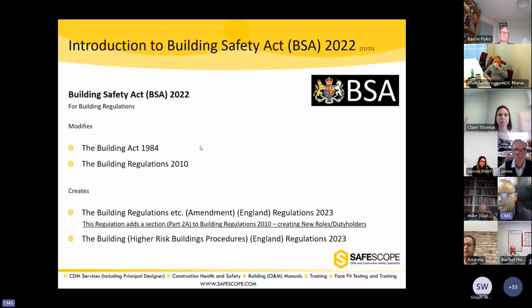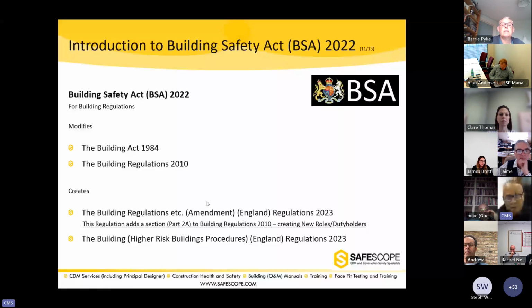As it changes the Building Safety Act, it also changes the Building Regulations 2010. It has created a new regulation called the Building Regulations etc. (Amendment) (England) Regulations 2023, which gives us the details of the new roles, and it also creates the Building Higher Risk Procedures Regulations 2023.